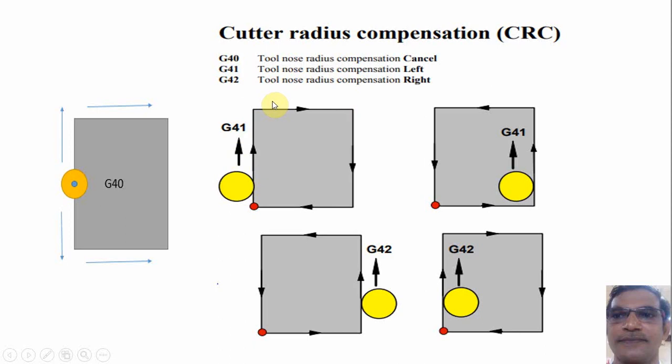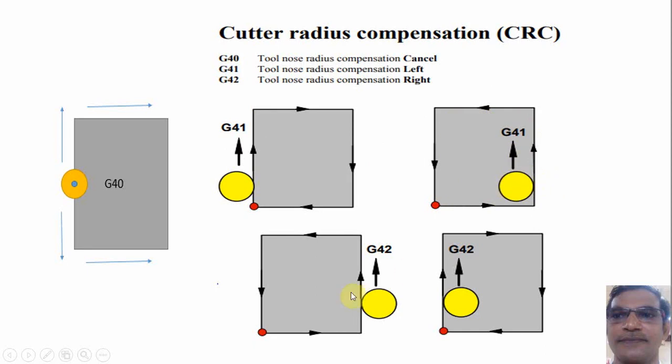The same tool, now on the inside of the profile. Say the outside we have to maintain and the inside material is to be removed. At that time the cutter has to rotate inside only. If it is in the anti-clockwise direction, the cutter position is left here also, so we have to give G41. If it is outside but clockwise direction, G41. If it is inside but anti-clockwise direction, G41.